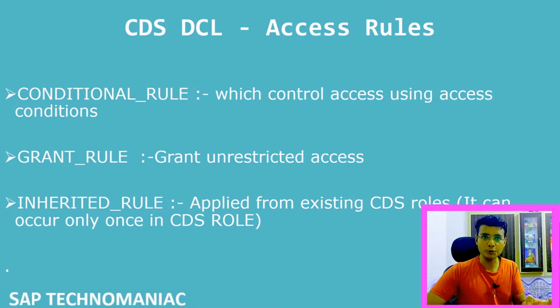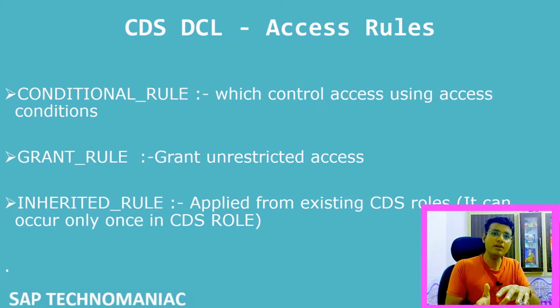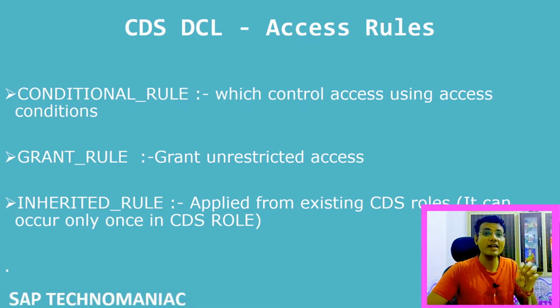Second is a grant rule. Grant rule means we are giving the entire access without where conditions. We are giving the entire access to the particular CDS entity that we have defined in this particular DCL. This is called the grant rule.